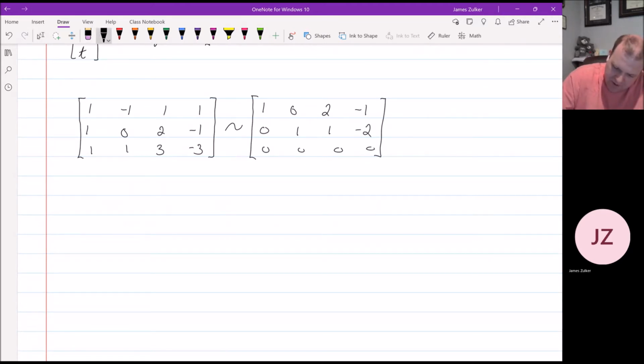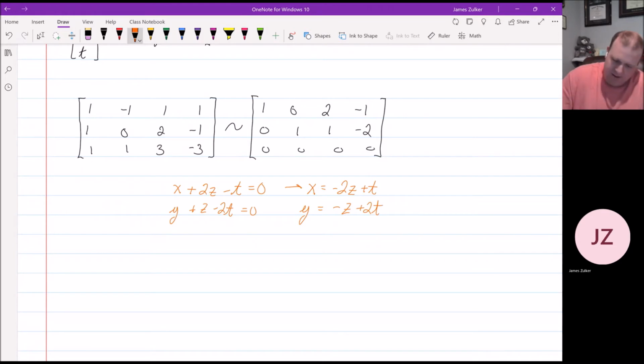What this first row is saying, I'm going to do this in a different color, is that we have x plus 2z minus t equal to 0, and then y plus z minus 2t equal to 0. So first one, we see that x is equal to negative 2z plus t. Y is equal to negative z plus 2t.